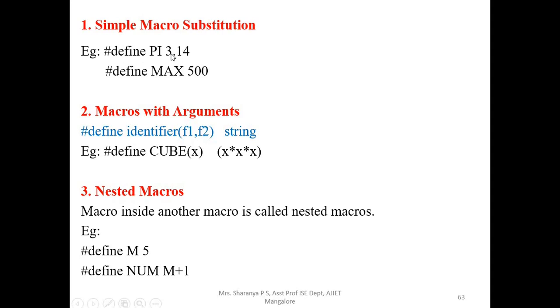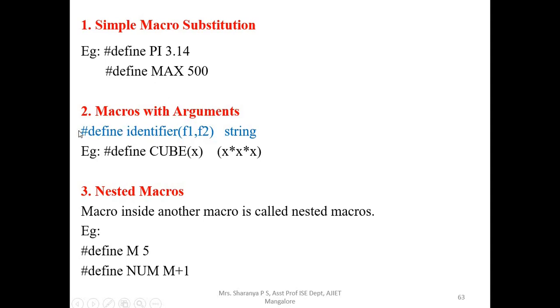Wherever in the program it sees P, it will be replaced with the floating point 14. Same way, one more example, hash define max 500, where max is the identifier and 500 is the string. Wherever it sees max, it will be replaced by 500.